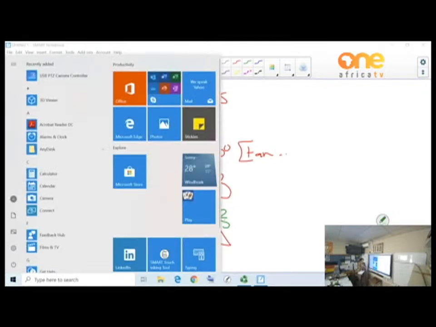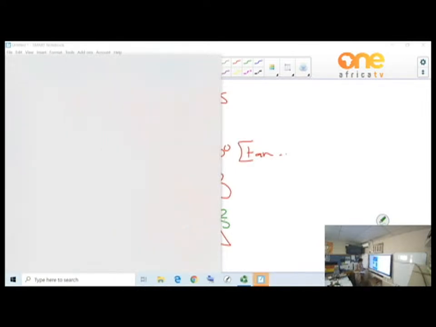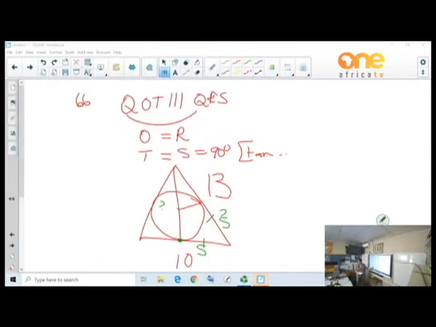This one is not 6.5, because that's what the learners tell me, half of 13. No. 2 tangents from the same point are equal. So this one will be 8. And what about QS? QS? What is QS going to be? How? With what? Okay, so 13 squared minus 5 squared is equal to 12.